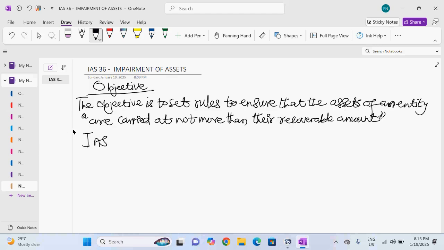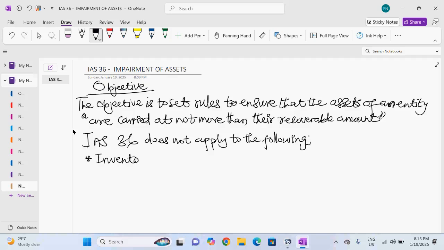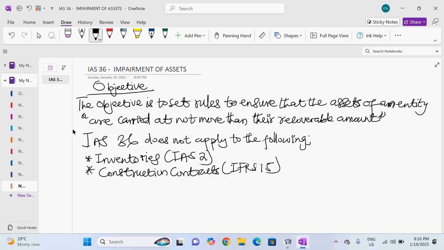So IAS 36 applies to all assets other than the following. It does not apply to inventories, which is IAS 2, and construction contracts, which is IFRS 15.